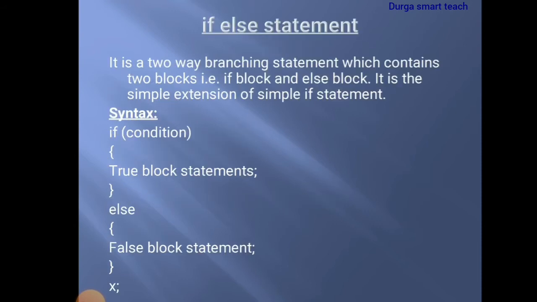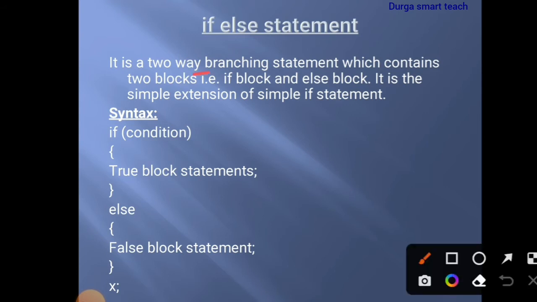Next, if else. Here it contains two blocks. One is the if block, the true block, and the next one is the false block, that is the else block. It is a two-way branching statement which contains two blocks, the if block and the else block. The if block is also known as the true block and the else block is also known as the false block. It is the simple extension of the simple if statement.